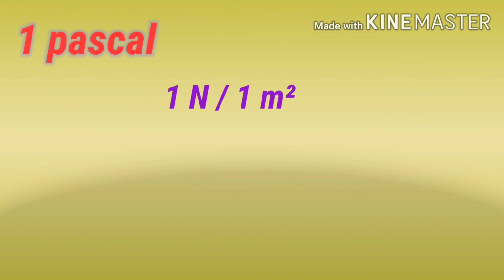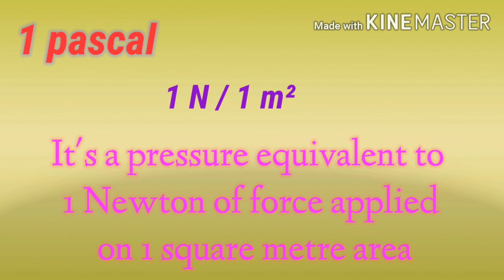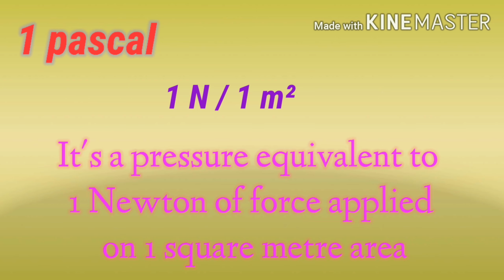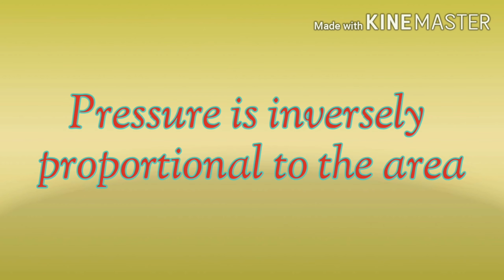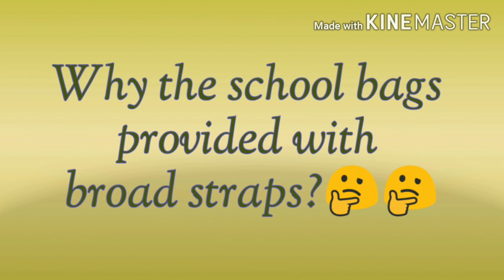Let's define what is 1 Pascal of pressure, which equals 1 Newton by 1 meter square. That means it is equal to the pressure generated by 1 Newton of force when it acts on a 1 meter square area. Before starting the applications, remember this point. Pressure is inversely proportional to the area. Pressure is inversely proportional to the area. Remember this point. Let's start the first application.